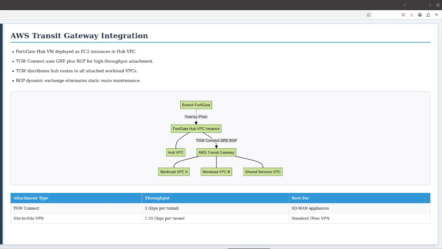BGP runs over the connect attachment between the FortiGate hub and the transit gateway, which means all VPC prefixes automatically propagate into the SD-WAN fabric without static routes. The FortiGate learns 10.1.0.0/16 for Workload VPC-A, 10.2.0.0/16 for Workload VPC-B, and so on, and it redistributes these into IBGP down to all spokes. Branch offices then see cloud prefixes as reachable, and SD-WAN service rules can steer traffic appropriately.